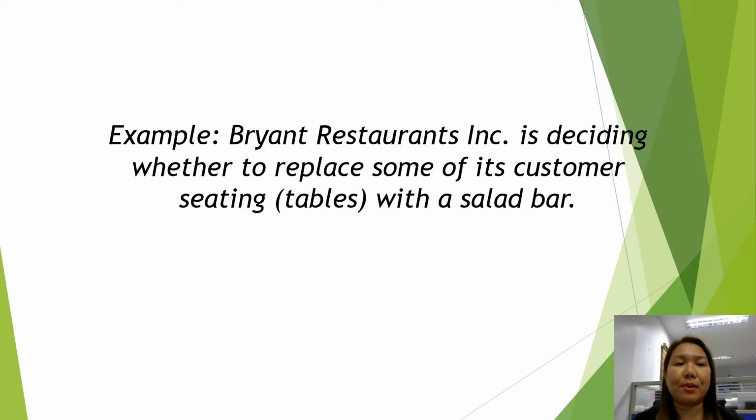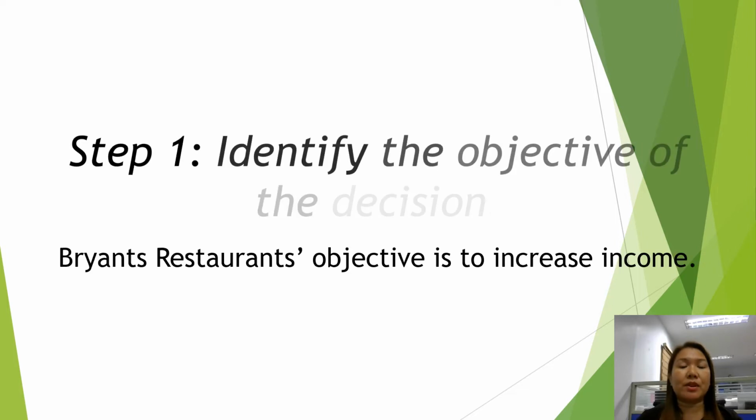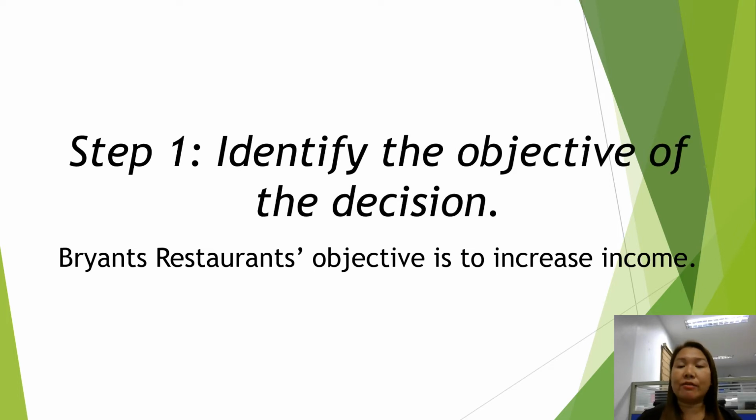Here is an example in applying the 5 steps in the decision-making process. Let us assume that Bryant Restaurants Incorporated is deciding whether to replace some of its customer seating tables with a salad bar. So the first step that Bryant should do is step 1, to identify the objective of the decision. So what is Bryant's objective in this decision? His objective is to increase income.